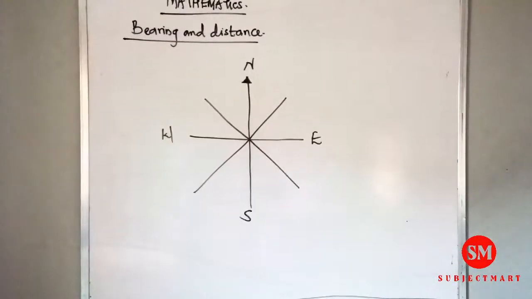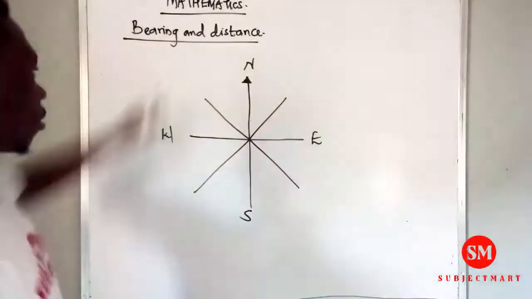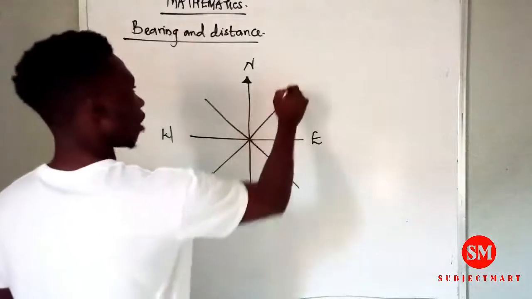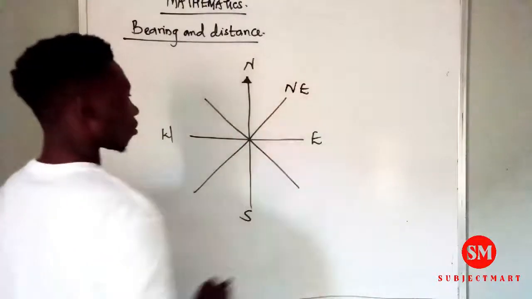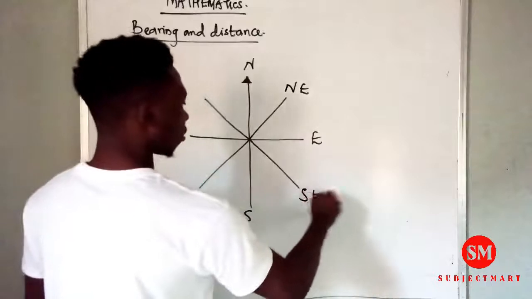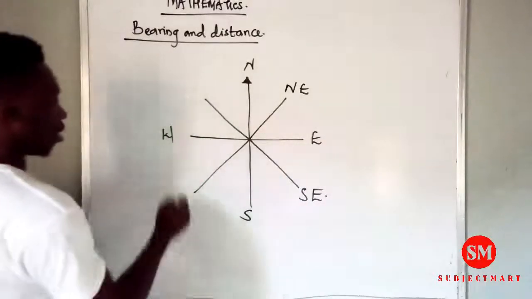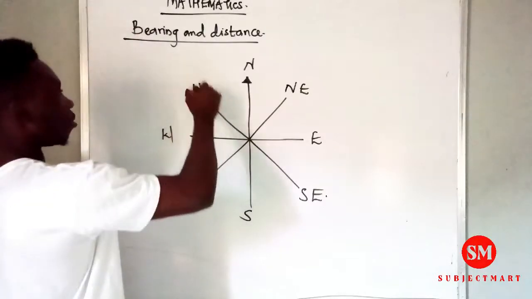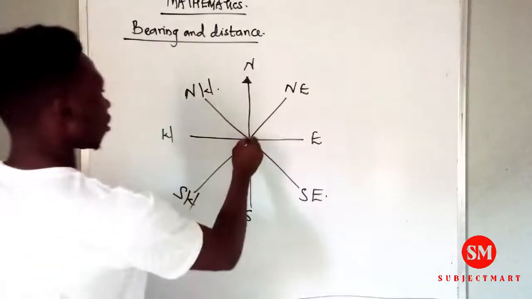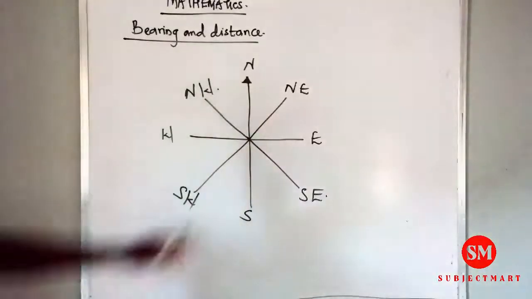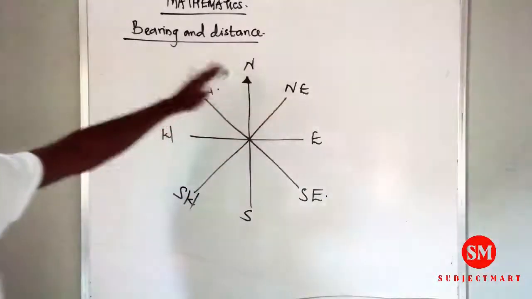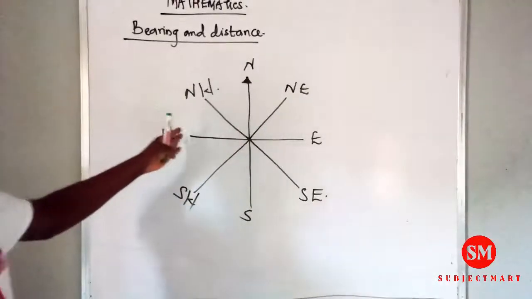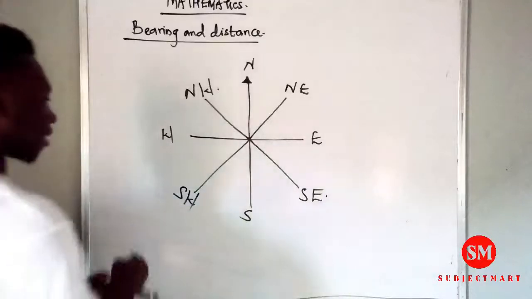So here, talking about our cardinals, these are our four main cardinals. Now we have our northeast, we have here our southeast, our southwest, and our northwest. So these cardinals make navigation easy, and this is a kind of bearing which we call our compass bearing.